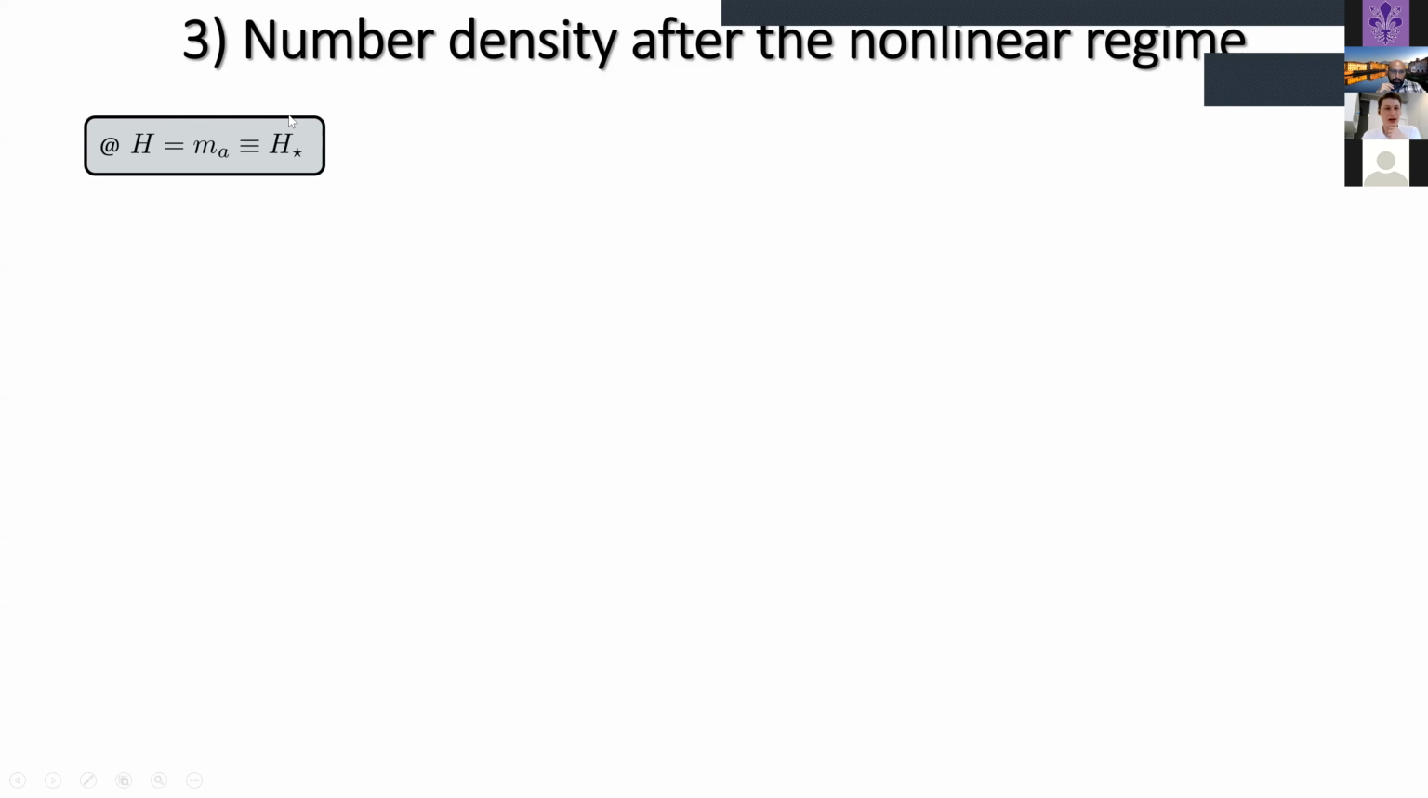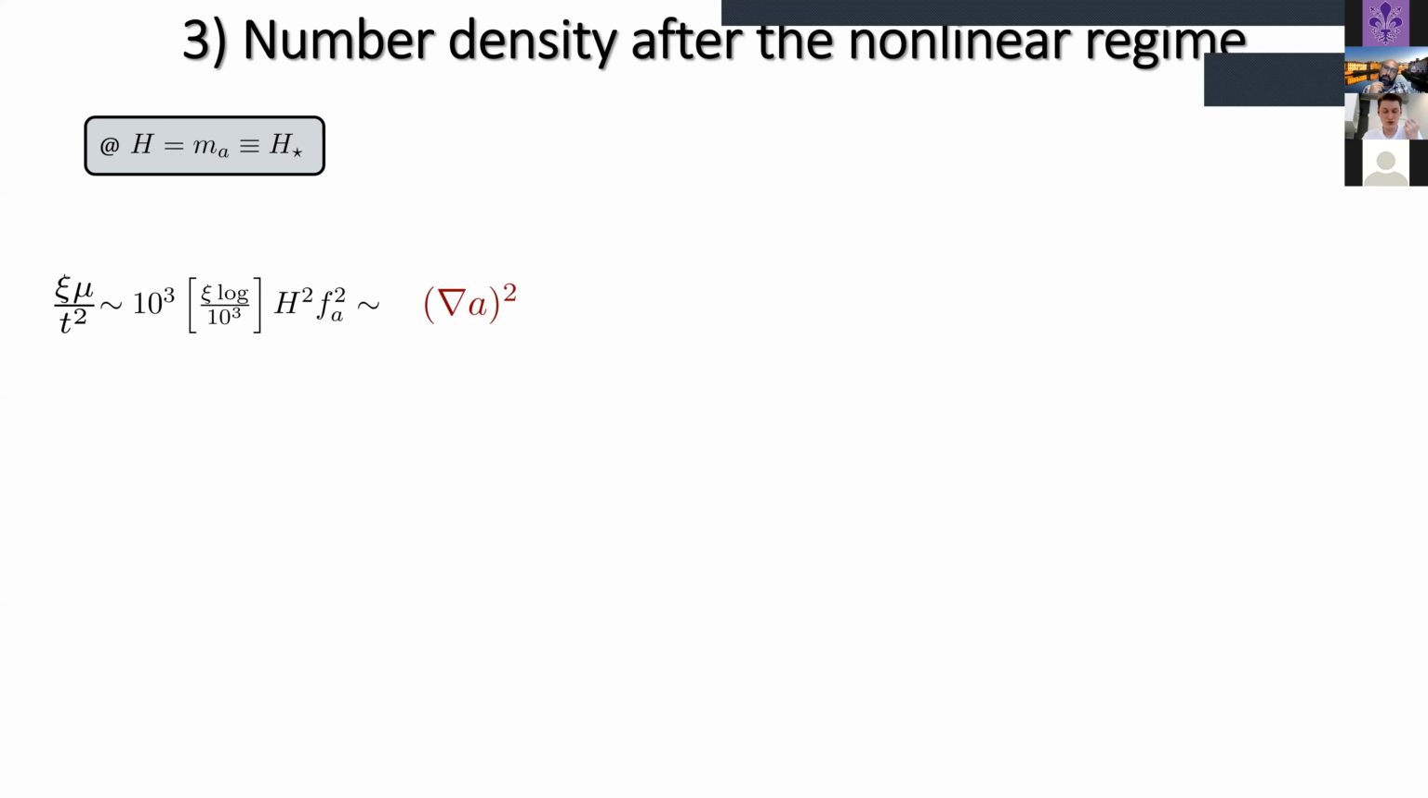So at H equals m_a, which we define as H star, the waves produced up to H star during the scaling regime produce a contribution to the energy density in terms of waves, which is of the kind of psi mu over t squared. If you just write t in terms of Hubble and mu in terms of log, this is of the kind 10 to the 3 for xi log of 10 to the 3 times H squared f_a squared.